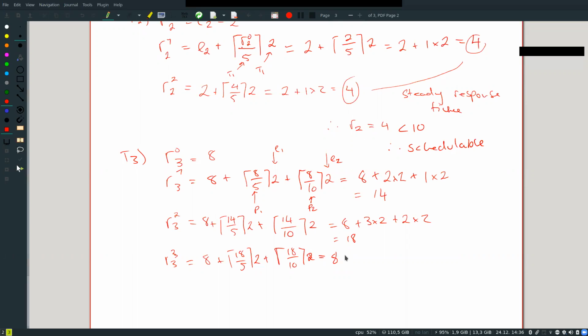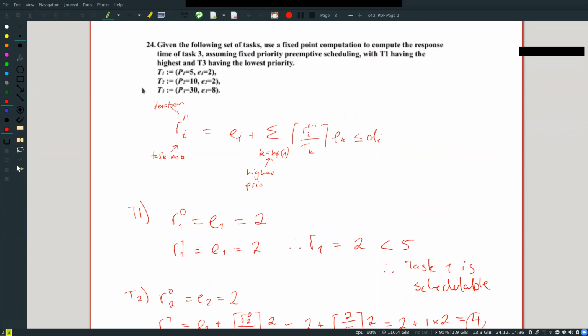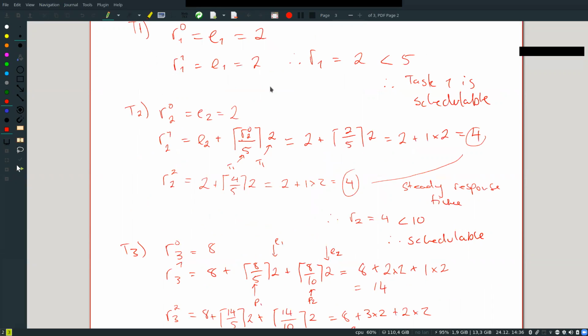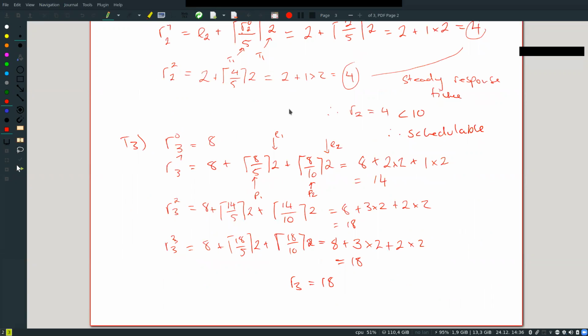So we're now going to get a steady state response. So we have 3 times 2 plus 2 times 2. And this is also going to give us 18. So we now know that the response time of task 3 equals 18. What was its period? Its period was 30, right? And so this is less, wait, or is it 18? 6? Yeah.